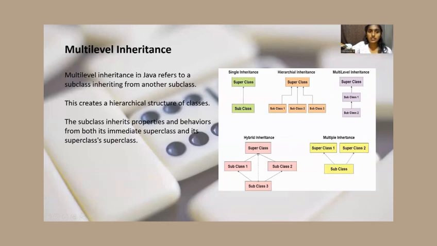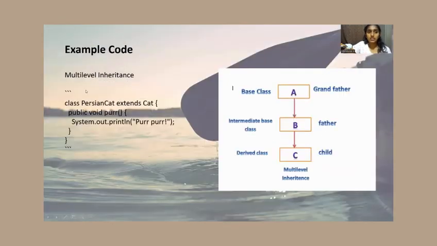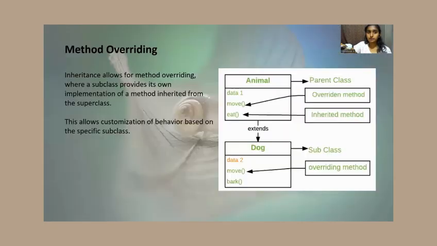Multi-level inheritance. Multi-level inheritance in Java refers to a subclass inheriting from another subclass. This creates a hierarchical structure of classes. The subclass inherits properties and behaviors from both its immediate superclass and its superclass's superclass. And this is the example for multi-level inheritance, and this is a pictorial representation of multi-level inheritance, which can help you easily understand this concept.